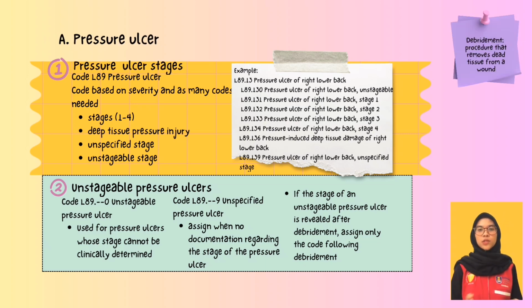Next, we need to distinguish between unstageable and unspecified stage. For unstageable pressure ulcer, the code in the same category, which is L89, will end with the 6th character 0. And this stage should be based on clinical documentation when the stage of the pressure ulcer cannot be clinically determined. This is not the same as unspecified stage, which ends with character 9 and is assigned when there is no documentation regarding the stage of the pressure ulcer. And if during any encounter the unstageable stage is revealed after debridement, assign only the particular code revealed after debridement.